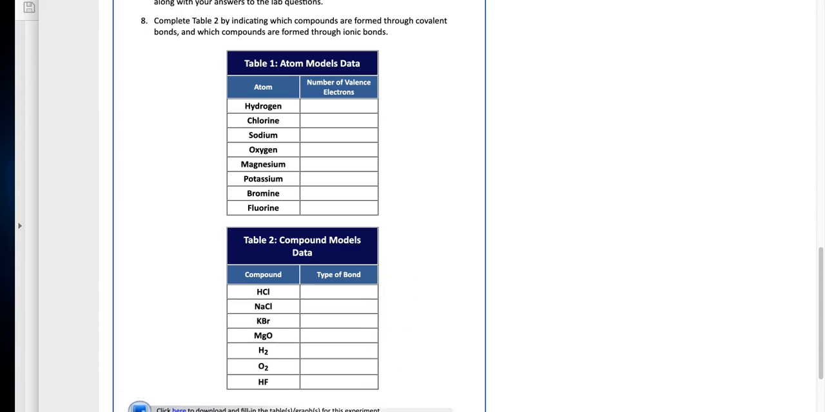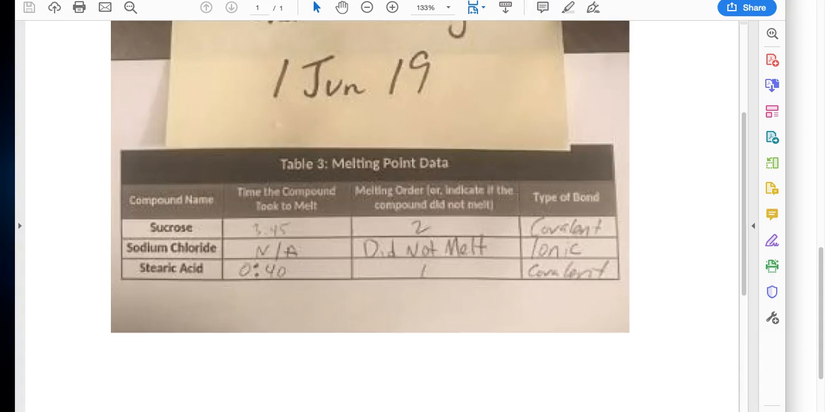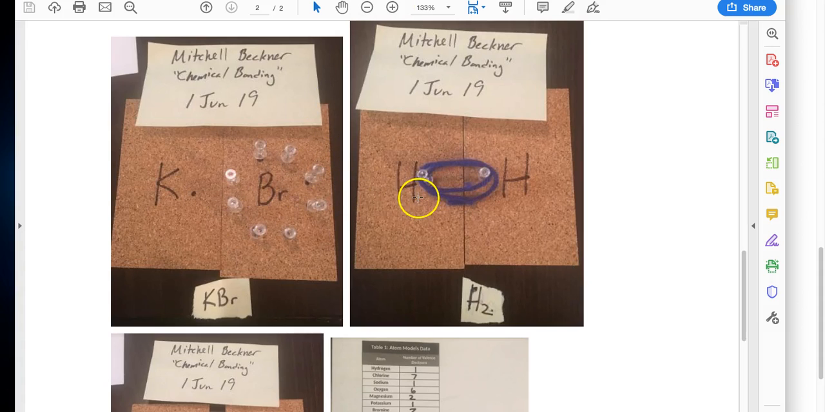Now, just as an example here, let me show you. So this is an example of what they look like. You need a sign with the lab date, the lab name, what the substance is. This is KBr, where potassium had 1 valence electron, but that's an electron donor. It donated to the bromine. Bromine initially only had 7. After potassium donates, it has 8. So this would be an ionic compound example.